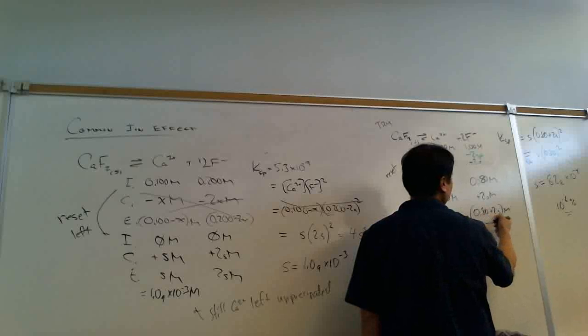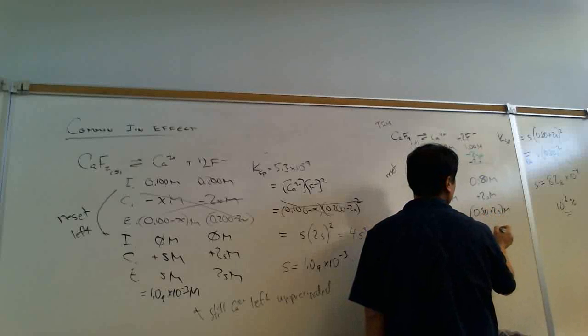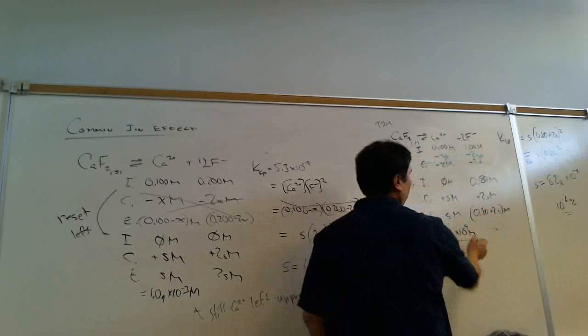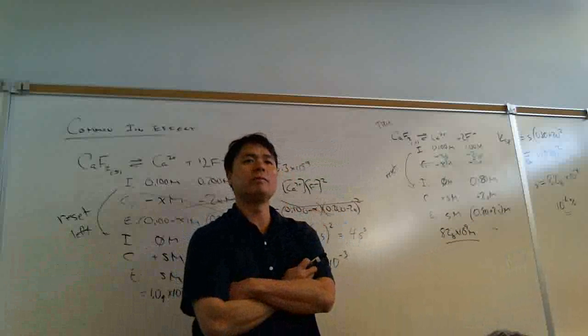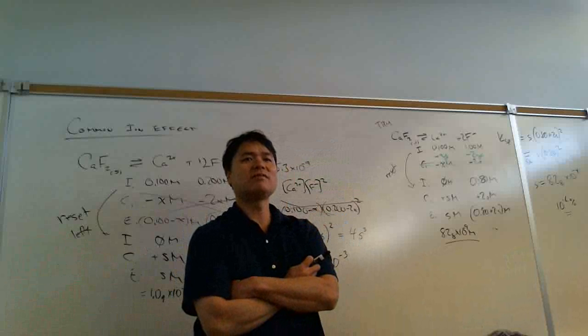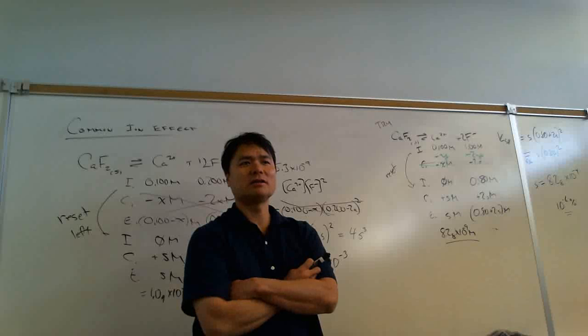I'm not going to bother calculating that. But did we precipitate out all the calcium, or do we still have some remaining? We still have some remaining. And so 1 molar wasn't enough. What should I do next? What should I change it to?